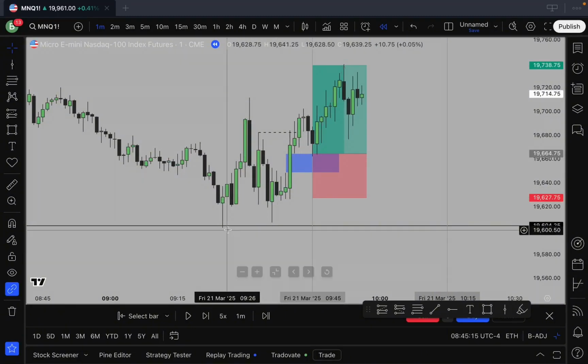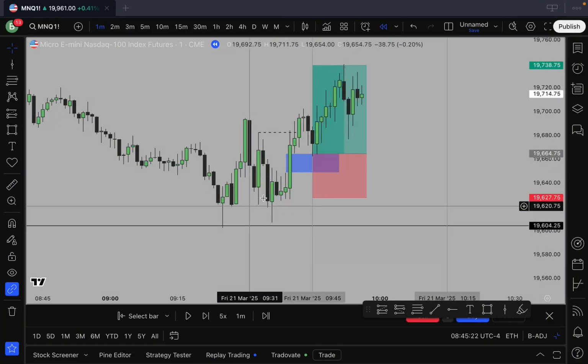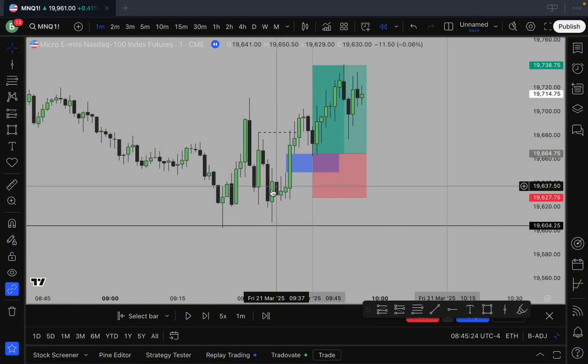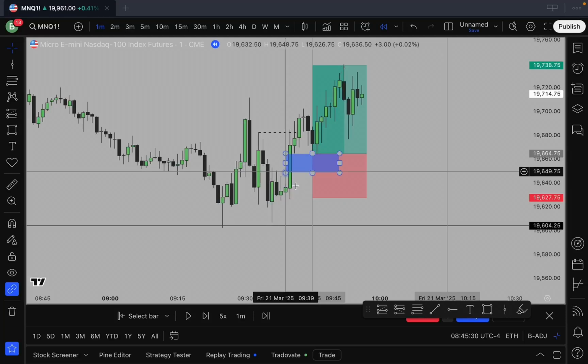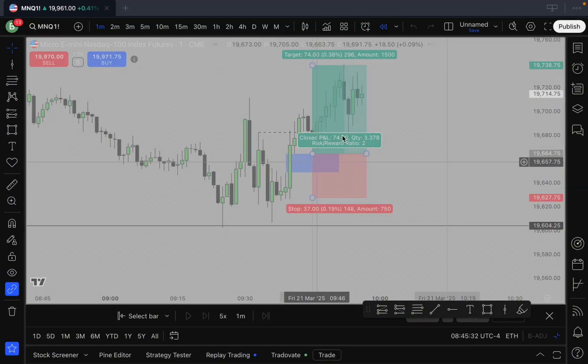On ES though, so we're trading Nasdaq here. On ES did not take the swing low. So that represents a SMT divergence, which is just an extra confluence. You don't need it. That's why I haven't really included it in this video. So anyways, that was the first trade.